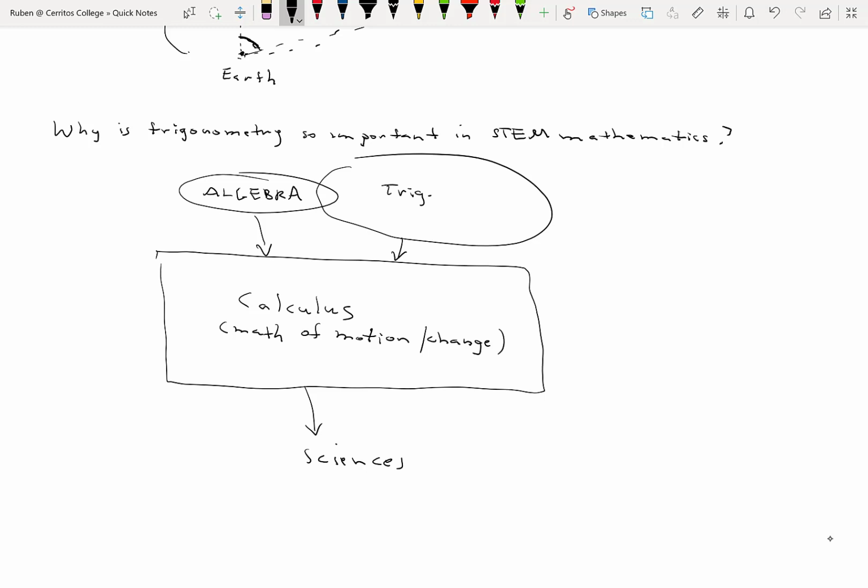What happens in the sciences? In the sciences, we look for change. We look for change in physical quantities, the physical quantities in our universe. So it's absolutely required that we study calculus.